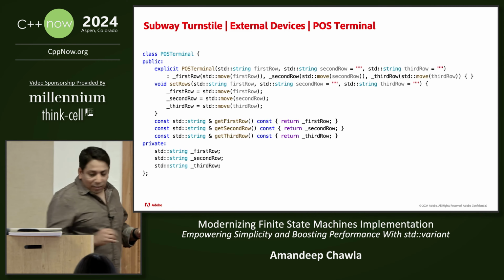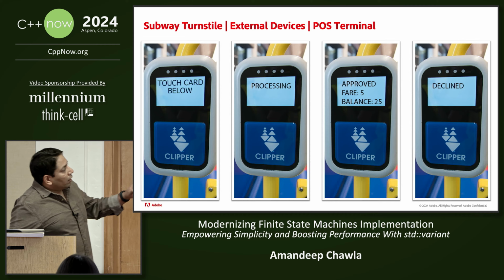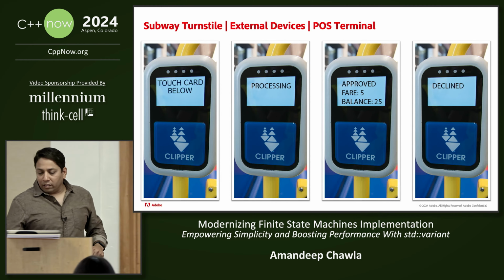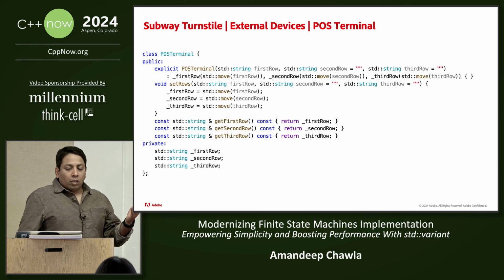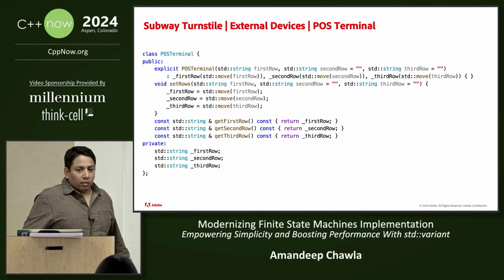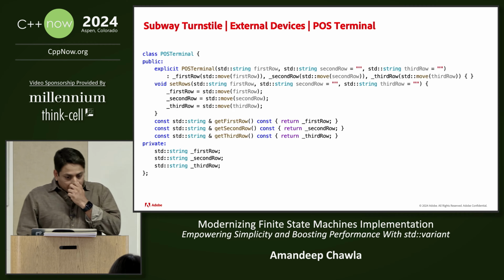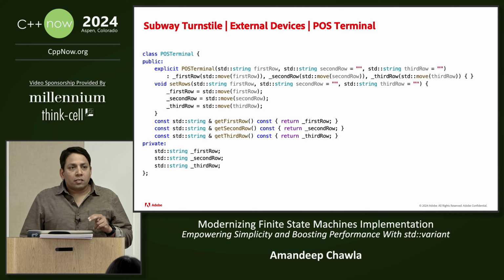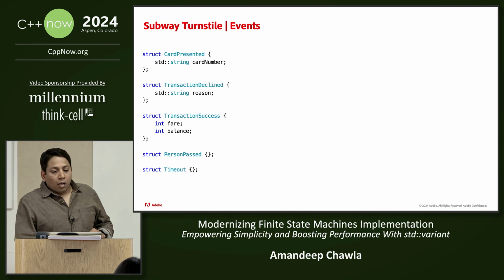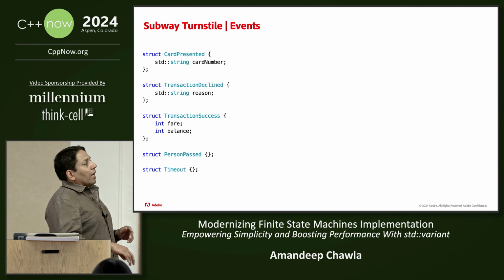So as you have seen in this, it can show 3 lines of text. And this is how we are going to control that: we have a set rows function, and then we can read each row through functions. Any questions till this time? Okay.